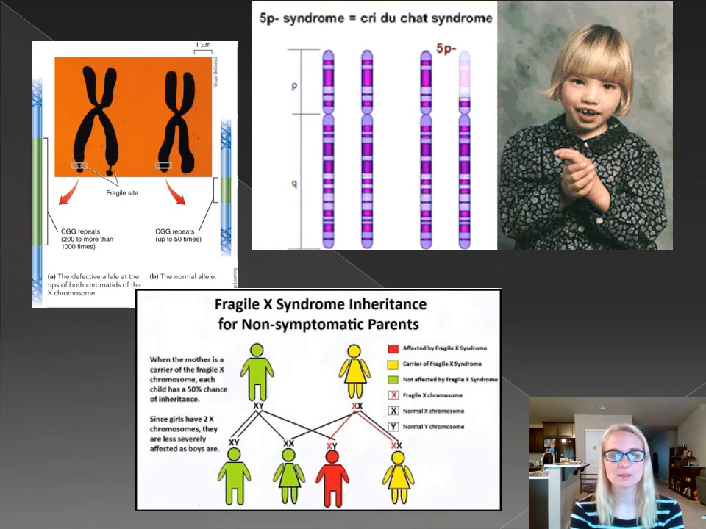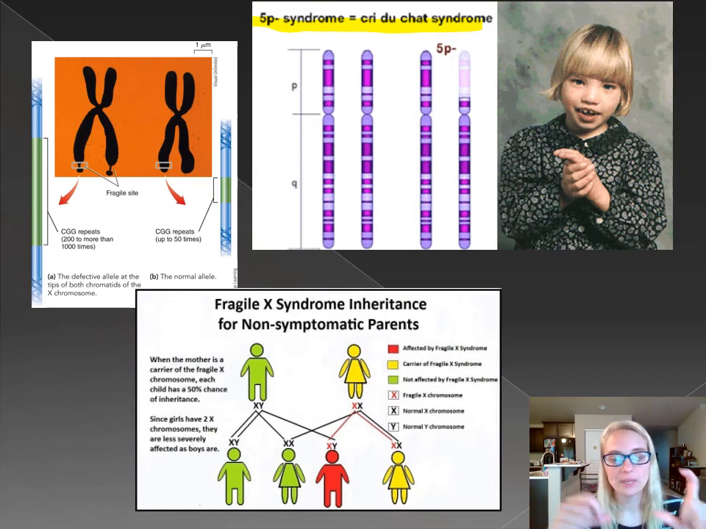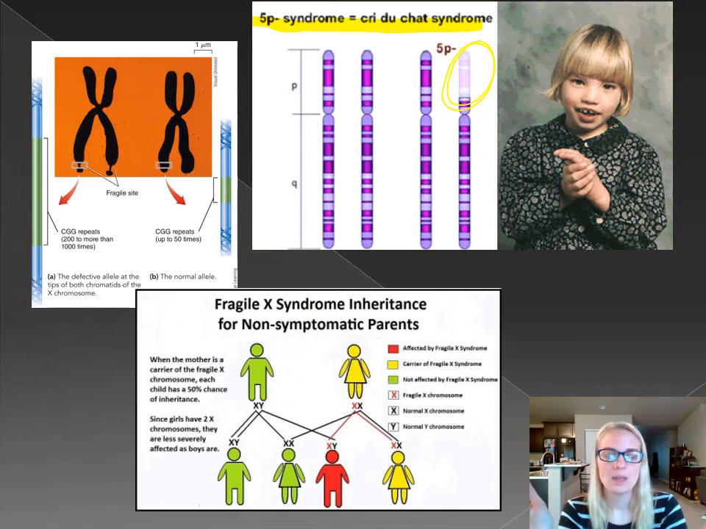Number one, Fragile X. No, these are two. Sorry. These are two of those chromosomal abnormalities. The first one is called 5p minus syndrome, also called Cri-du-chat, where the P is the short arm of the chromosome and the Q is the long arm. So it's helping us map our locations. In 5p minus, the whole short arm of the 5th chromosome is missing.